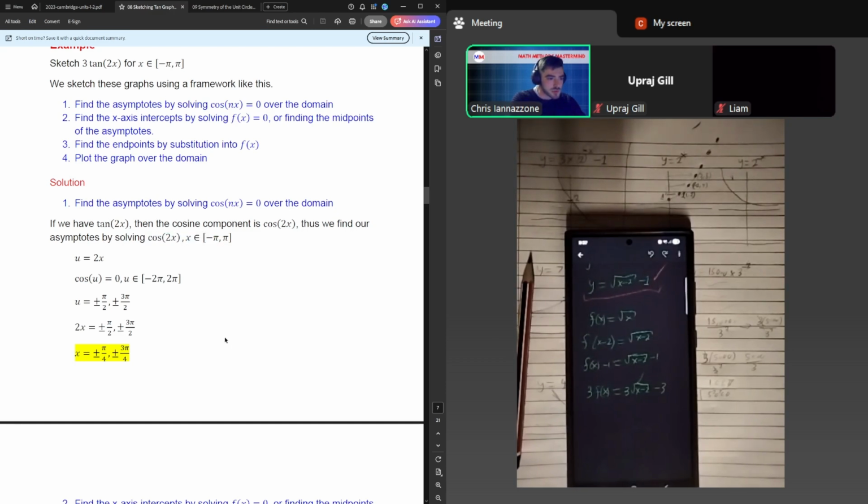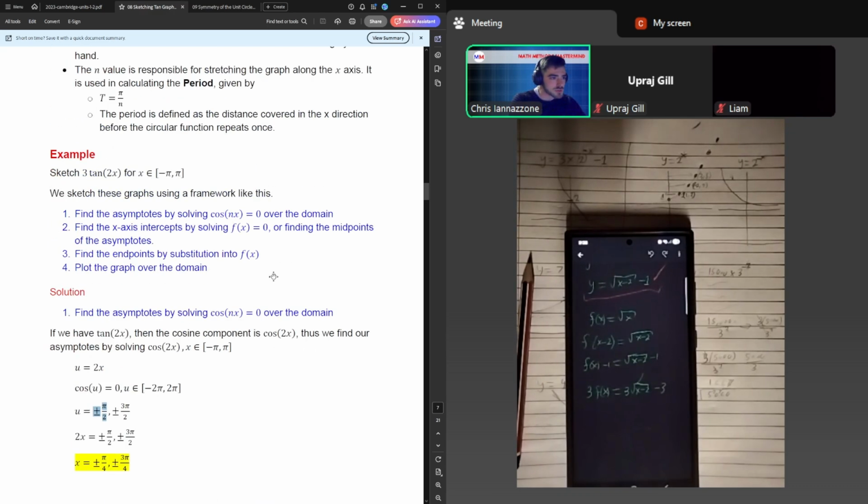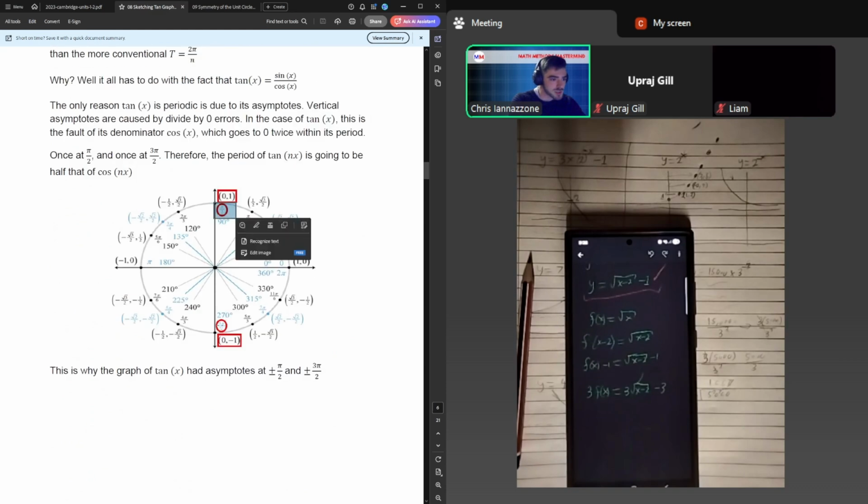So we just have to solve where cosine 2x is equal to 0 over our domain. We saw earlier that we had our plus minus pi over 2. If I look back here, there's your positive pi over 2, there's your negative pi over 2, and we also have plus minus 3 pi over 2. There's your positive 3 pi over 2, there's your negative 3 pi over 2.